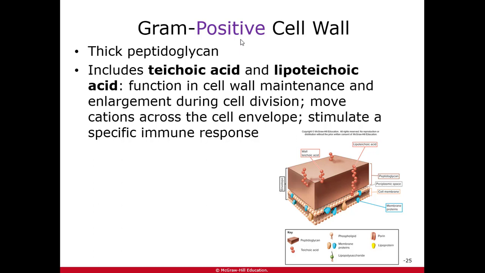In a gram-positive cell wall, they do also have another structure called a teichoic acid or a lipoteichoic acid. And the teichoic acid really helps anchor that thick cell wall to the cell membrane that's below it. So it helps a little bit with the maintenance of the cell wall. It can help the cell wall move around a little bit. It sometimes can also stimulate a specific immune response because our immune system can sometimes recognize the teichoic acids if they're sticking on the outside.